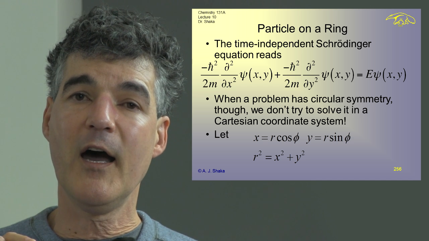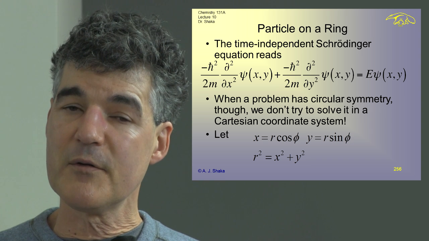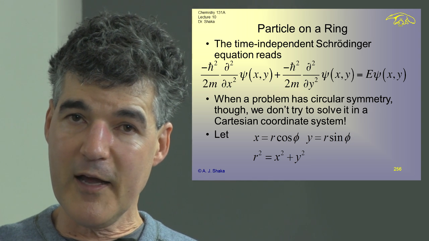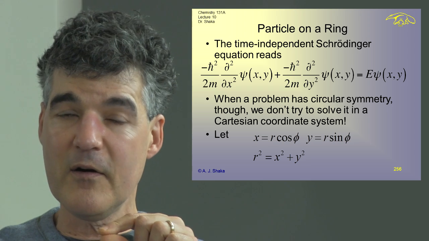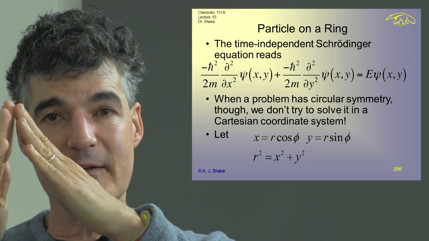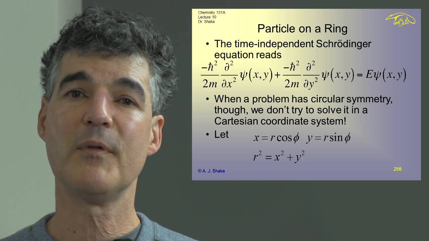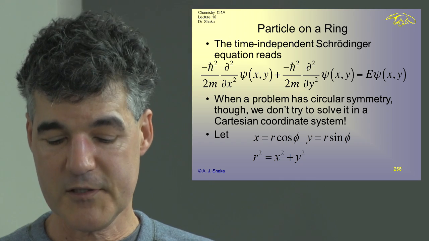Let's call that phi. Then I have a relationship that x is equal to r times cosine phi. That's this leg of the triangle. And y is equal to r sine phi. That's that leg of the triangle. And of course, r squared is equal to x squared plus y squared, which is always constant.